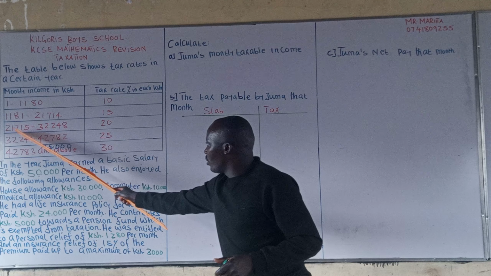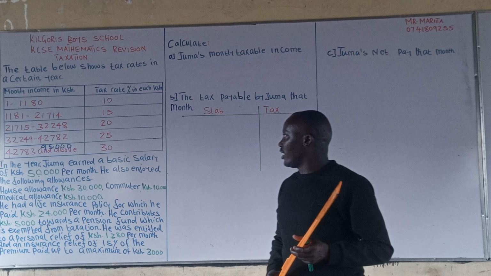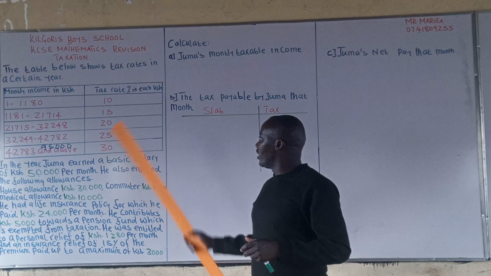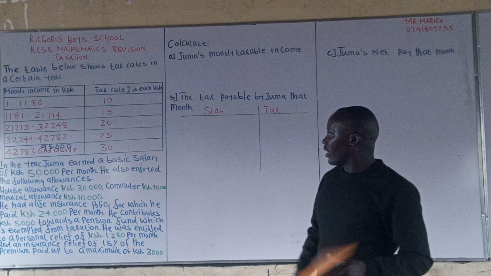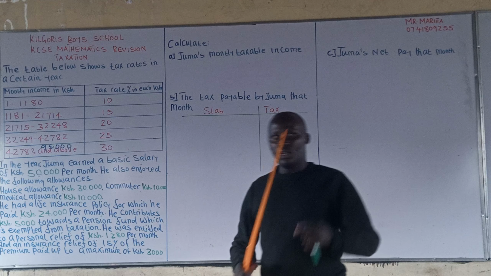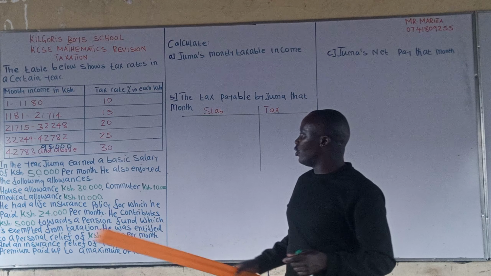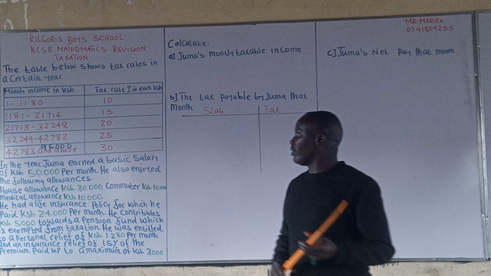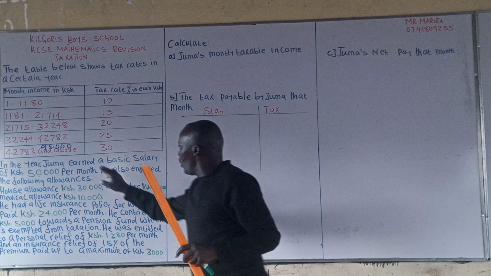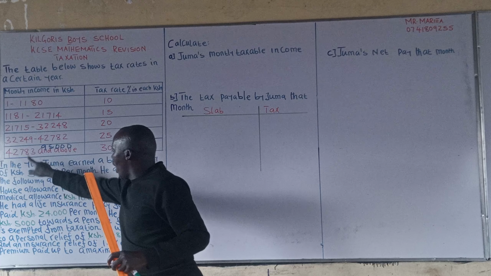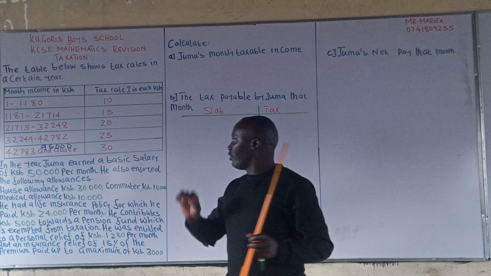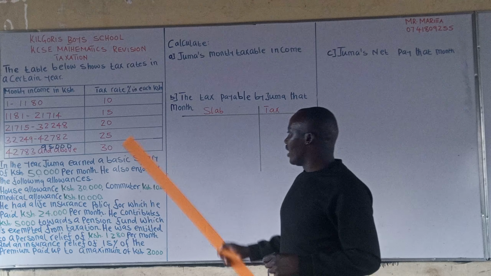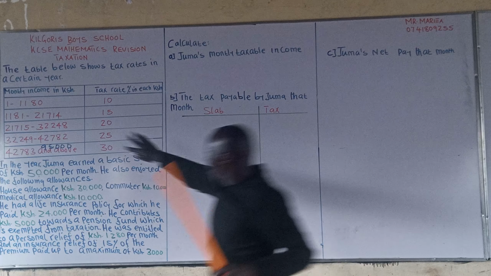We have 21,715 to 32,248, the rate is 20%. Then we have 32,249 to 42,782, the rate is 25%. Then we have any amount which is above 42,783, the rate is just 30%.